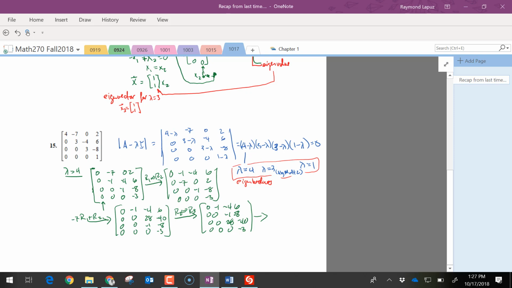And then positive 28. R2 plus R3. 0, minus 1, minus 4, 6. 0, 0, minus 1, 8. Minus 1, minus 8. 0, 0, 0. Well, big number. And then add 40 to 64.